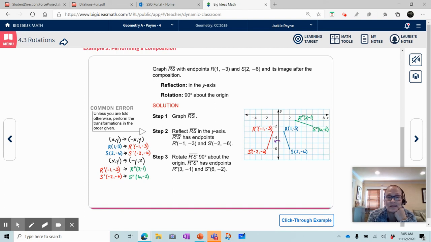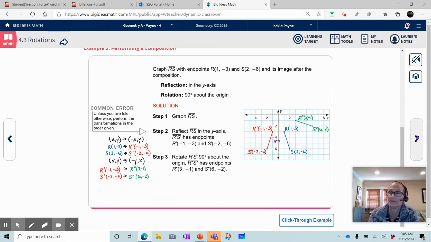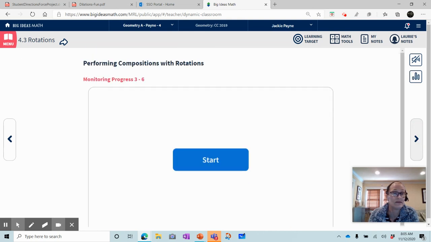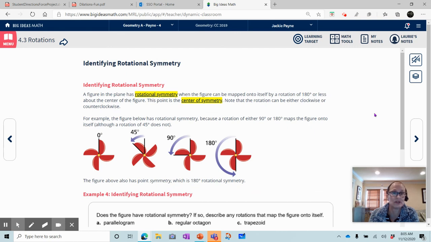So again, see how every step is very careful. Sometimes you'll want to do some of these in your head, but it's really hard. So just get in the habit of writing them down and using colors, and you'll do fine. I believe we are ready to go to symmetry.